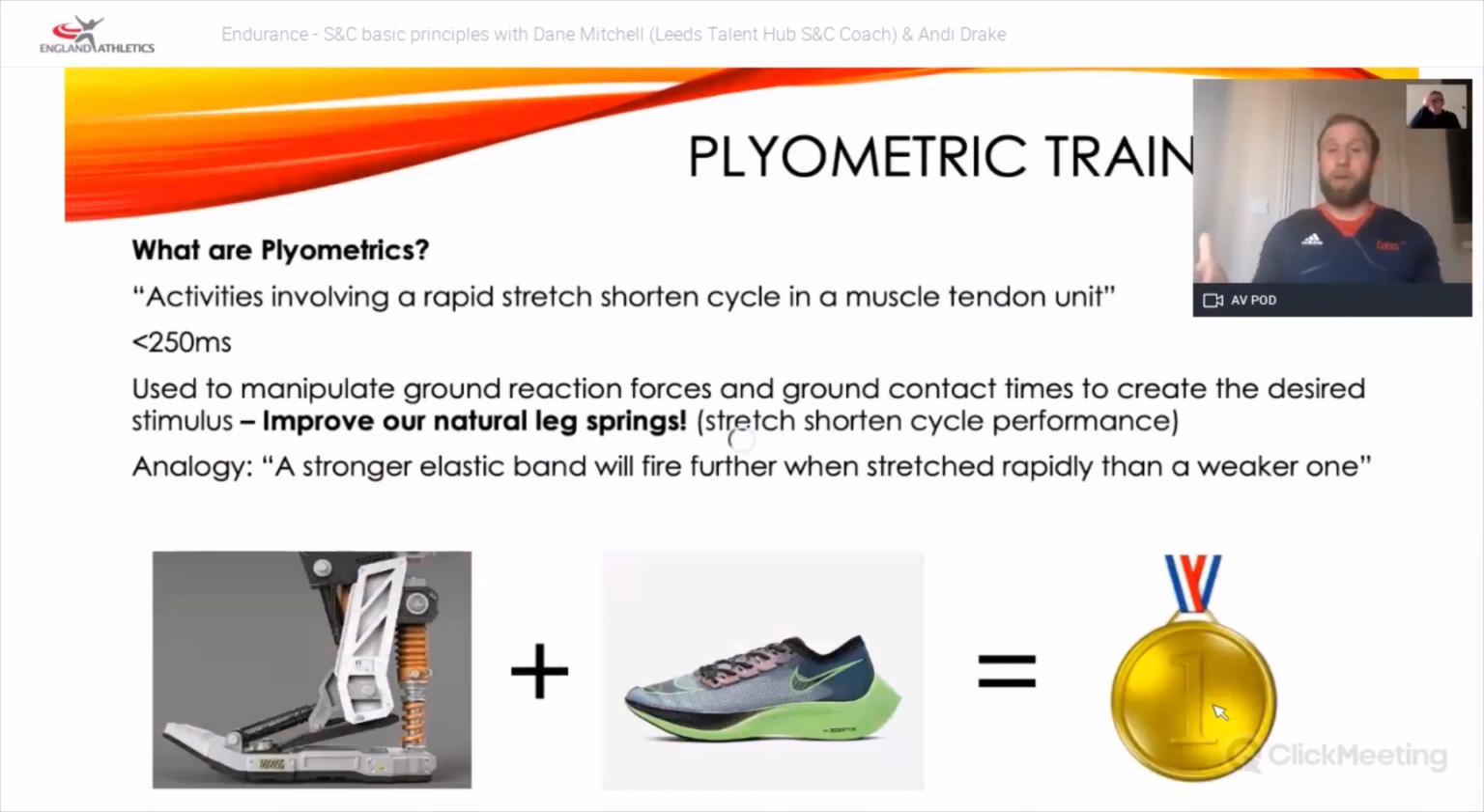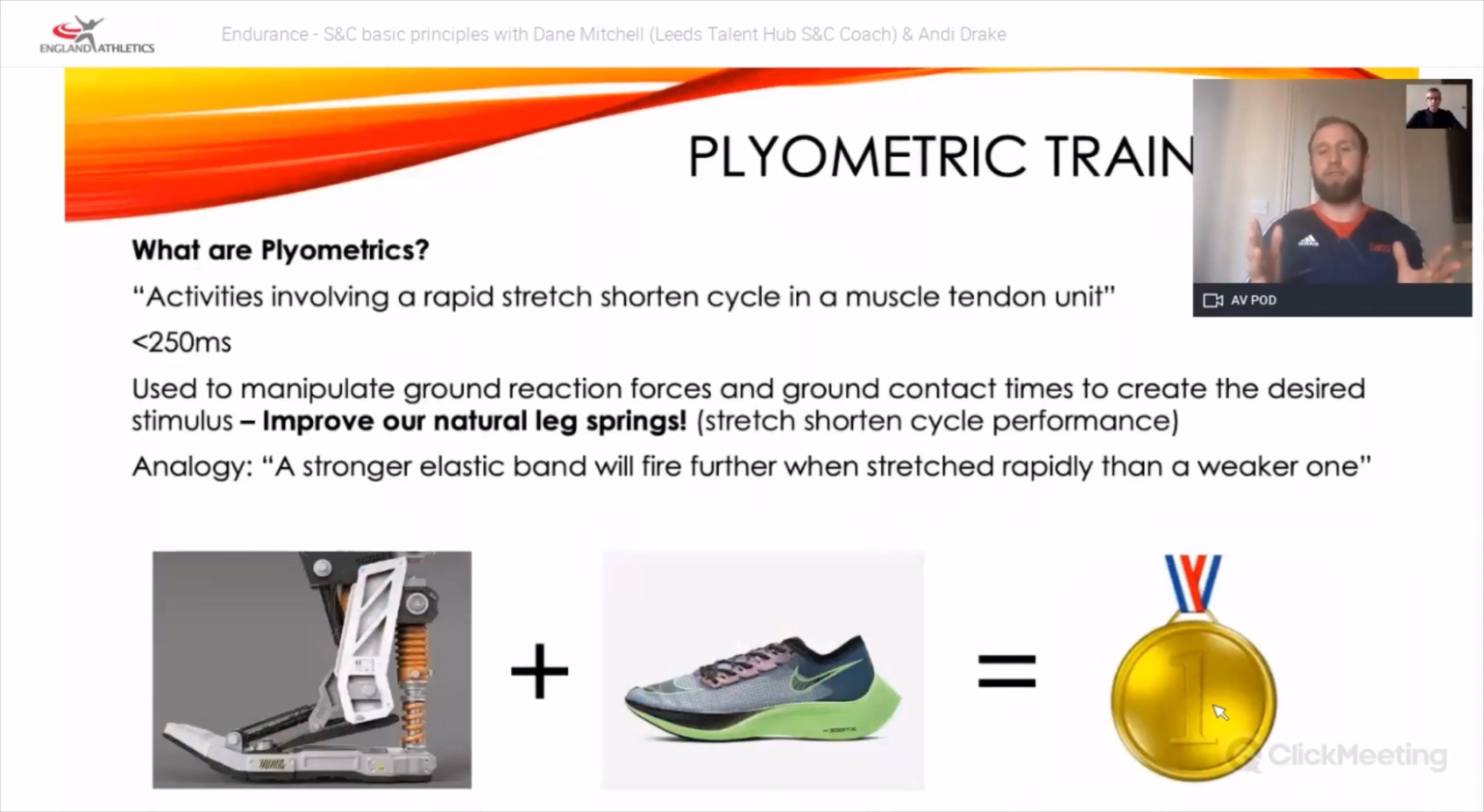So what are plyometrics? People think, oh, that's where you jump about. Yeah, you do a bit of that, jumping on boxes, jumping over hurdles, that kind of thing. Yes, that's kind of true. But a true plyometric is an activity that involves a rapid stretch and shorten of the muscle tendon unit. And for it to be classed as a plyometric, that has to be under 250 milliseconds.